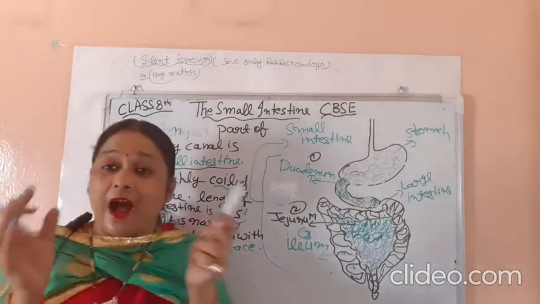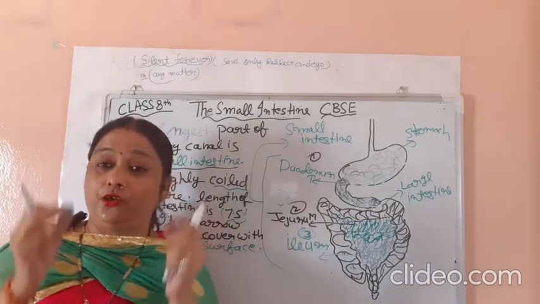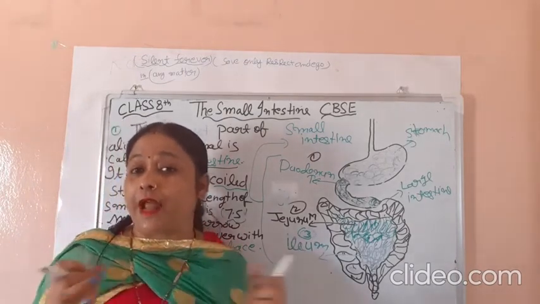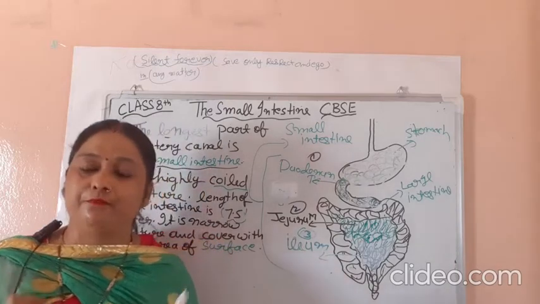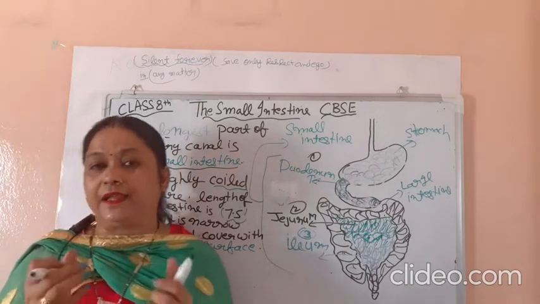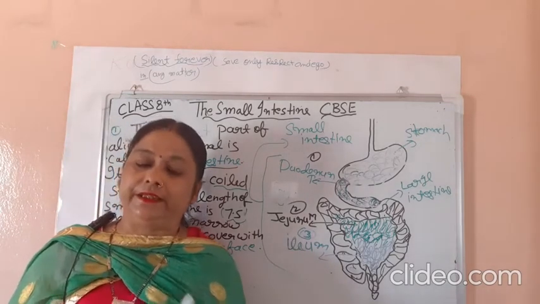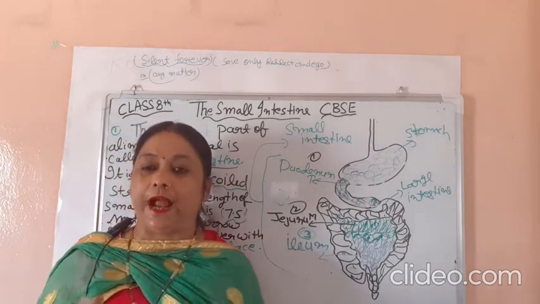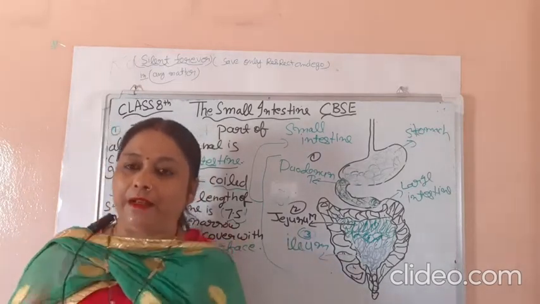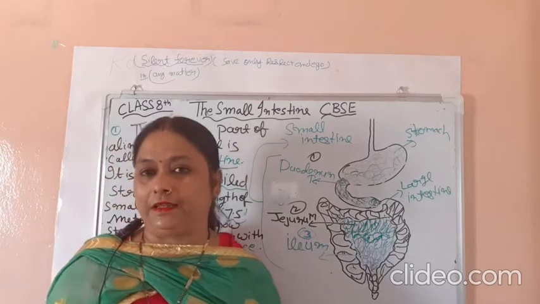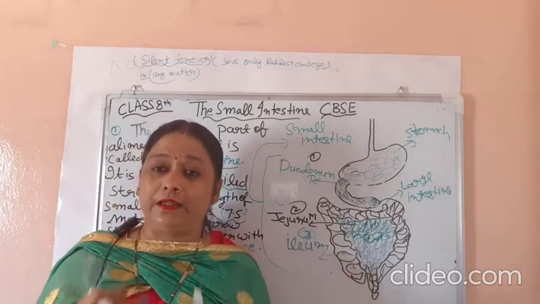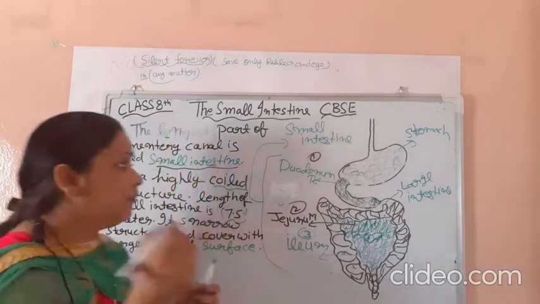This is a highly coiled, tube-like, narrow structure. This is the length of the small intestine. It is 7.5 meters long, and it absorbs digestive juices and secretes some digestive juices, and it receives bile juice from the liver and pancreatic juice from the pancreas. So this is called the small bowel, and the small intestine is also called the small bowel.